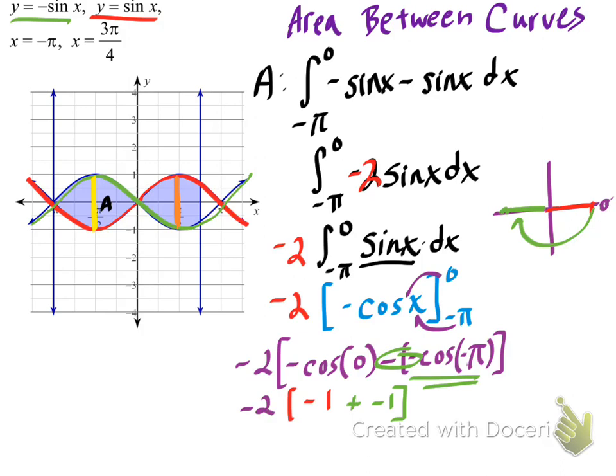Let's use blue here. Negative 1 plus negative 1 is negative 2 times negative 2 is an area of 4. Now, signed area under a curve can sometimes be negative, so to speak. However, area between curves is always going to be positive. So if you get a negative result here, it's a clue that something has gone horribly wrong.